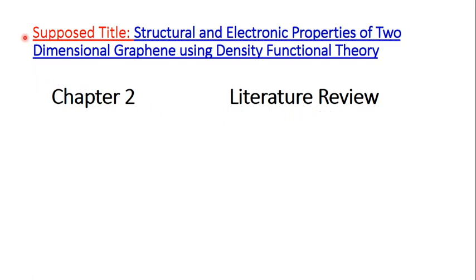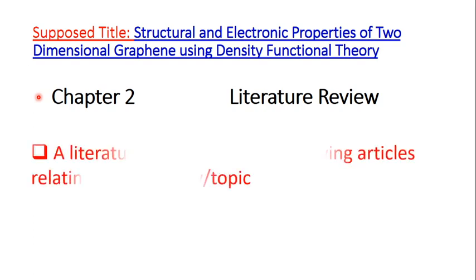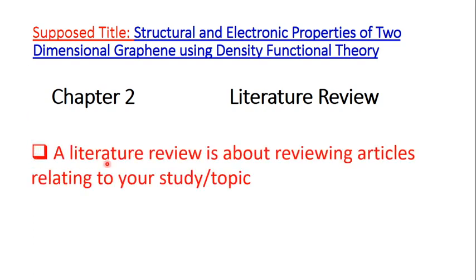We have supposed a title, which is structural and electronic properties of two-dimensional graphene using density functional theory. We have supposed this title in order to clear certain ideas. So chapter number 2 is about literature review. What is literature review? Literature review is about reviewing research articles, and they have to be about your study or the topic of your thesis.